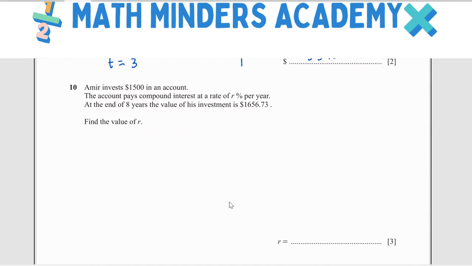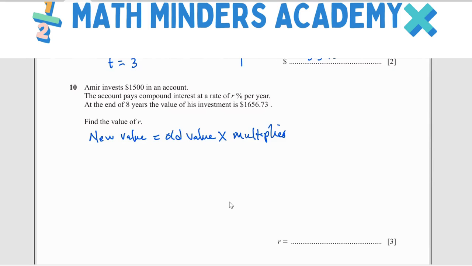So question number 10: Ami invests $1,500 in an account. The account pays compound interest at a rate of R% per year. At the end of 8 years, the value of his investment is $1,656.73. Find the value of R. Now, we know we can use the fact that new value equals old value multiplied by a particular factor or a multiplier.